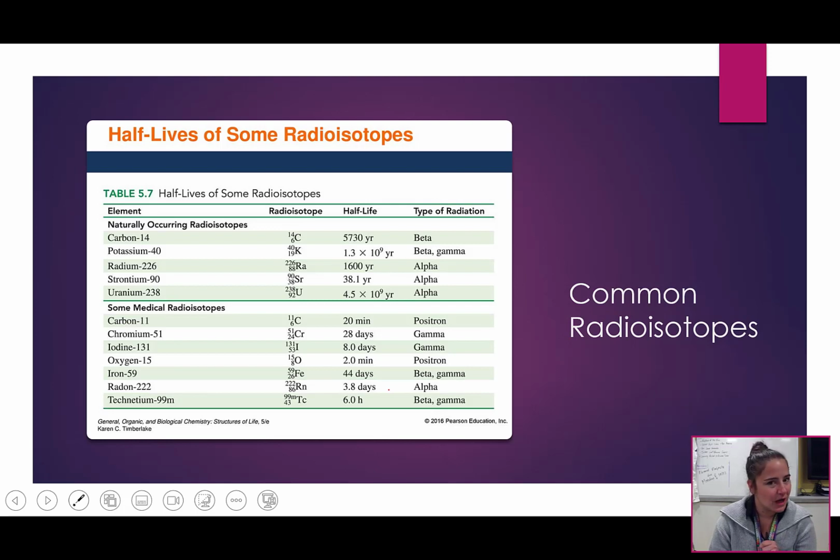But before that, some common radioisotopes. You can see the naturally occurring ones like carbon-14. It has a half-life of about 5,700 years, so it's for more recently dead things. Potassium and uranium have half-lives on the order of 1 billion years, so we can use them to date really, really old rocks and things. For more recent things, maybe we'll use strontium isotopes, which have a half-life of 38.1 years.